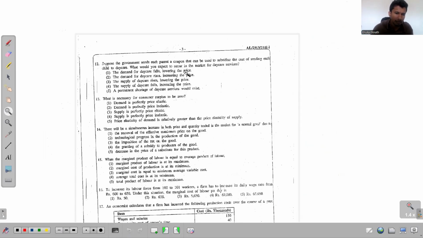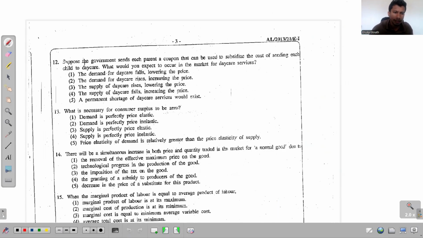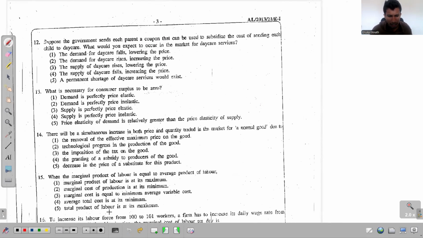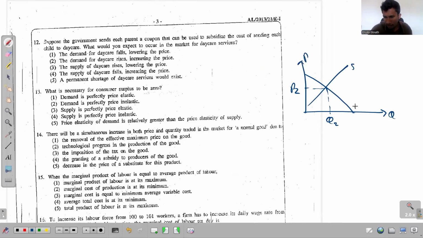Right. Now look at this question number 12. It says, suppose the government sends each parent a coupon that can be used to subsidize the cost of sending each child to daycare. All right. So what would you expect to occur in the market for daycare services? In the daycare services market, let's assume the current equilibrium is here. So the current price is P2, the current quantity is Q2. This is the quantity axis, this is the price axis. You get the supply curve, you get the demand curve.